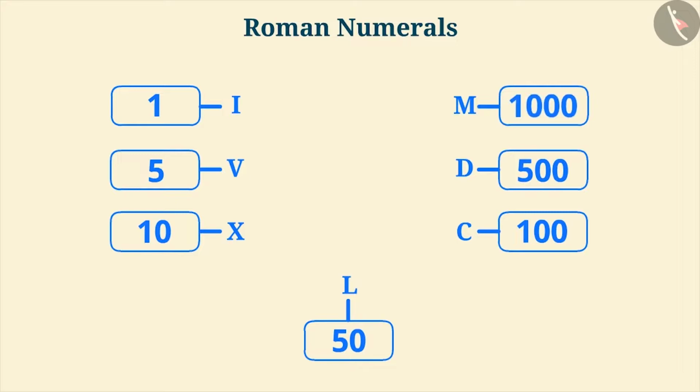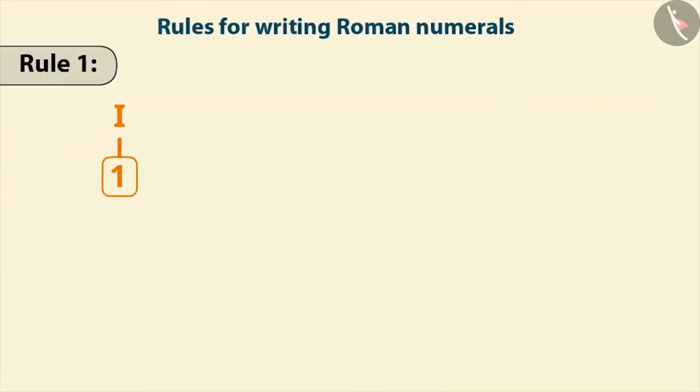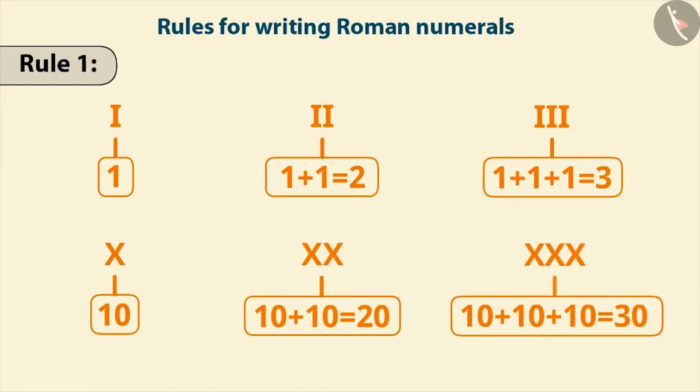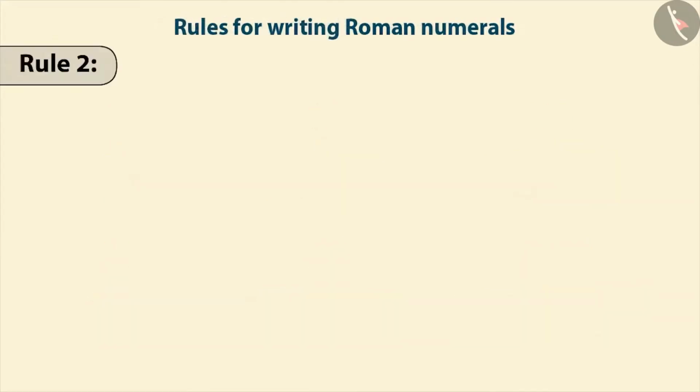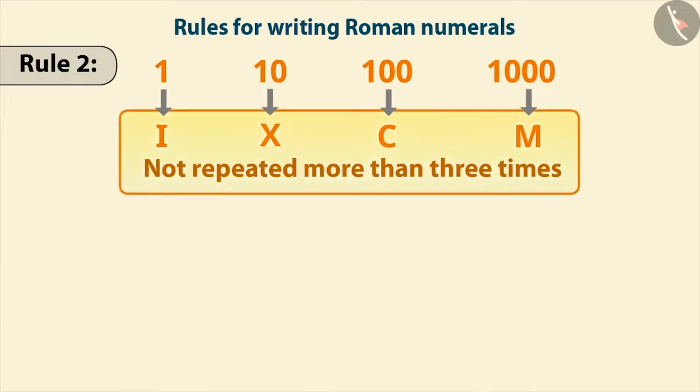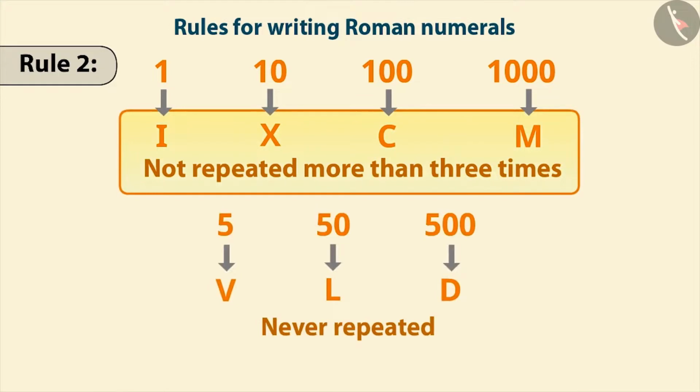There are certain rules to use these symbols. Let's understand them. The number of times a symbol is repeated, its value is added as many times. Similarly, repeating the tens digit gives 20 and 30 respectively. Can Roman symbols be repeated any number of times? No. The symbols of 1, 10, 100 and 1000 cannot be repeated more than 3 times. Whereas the symbols of 5, 50 and 500 are never repeated.